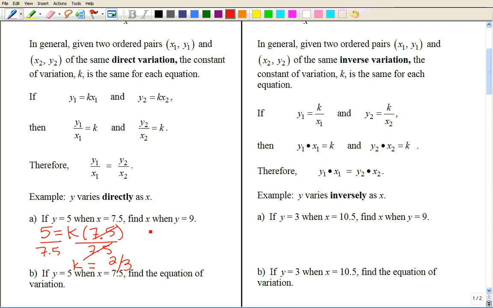Okay, so then we want to find x when y equals 9. So now that we know y is equal to 2/3 times x, if y is 9, we're looking for x, so we have 2/3 of x. So then if we multiply both sides by the reciprocal here, 3/2, that'll cancel out this 2/3. So then 9 times 3 divided by 2, we'll get 27 over 2, or 13.5.